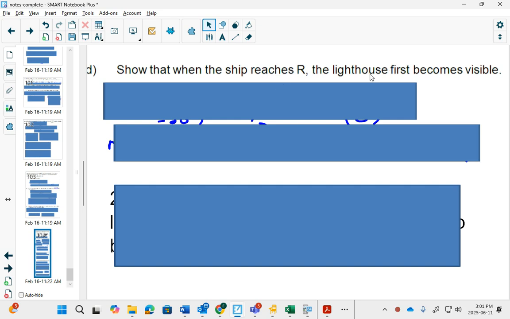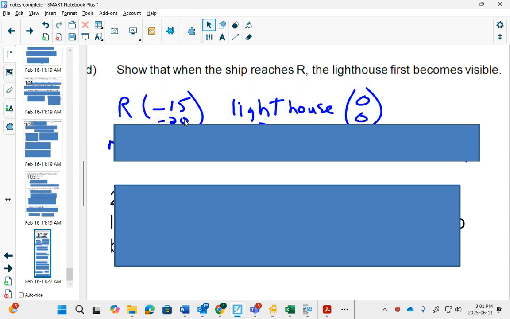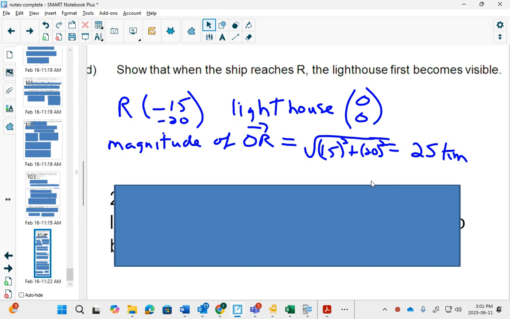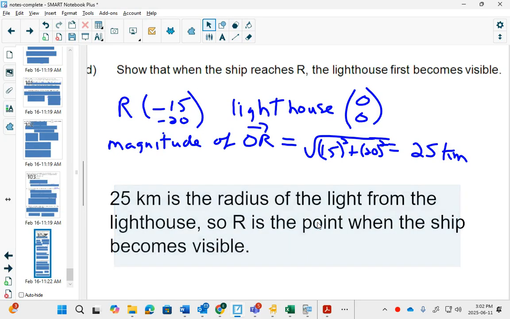Show that when the ship reaches R, the lighthouse first becomes visible. Well, we know that R is (-15, -20). The lighthouse at (0, 0). If we figure out the length or the magnitude of OR, it is exactly 25 kilometers. And we were told that the radius of the lighthouse was 25. And we're about to get to part E, which will further the theme of today's lesson.